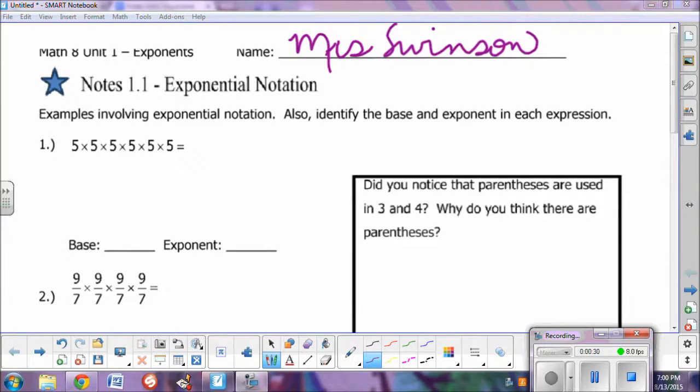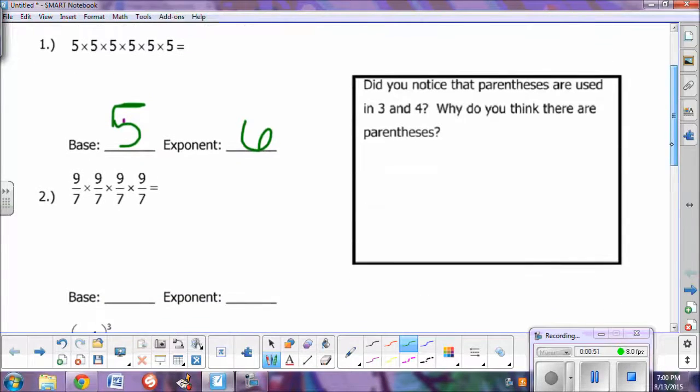So the base is the number that we are doing the multiplying by. We're multiplying by 5. And how many times is the exponent? So how many times did we have 5 multiplied by itself there? We had it 6 times. So the base is the 5, and the 6 is the exponent.